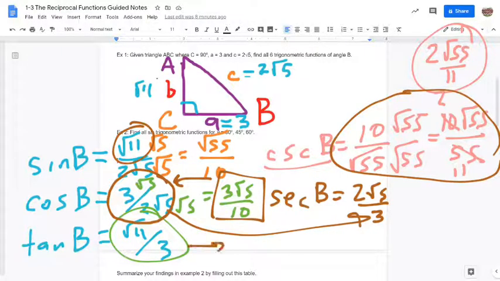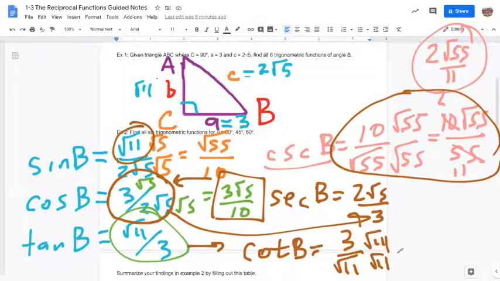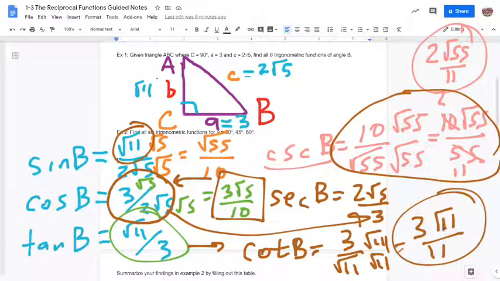Alright, now you can't do that with the tangent of b because the radical's already in the numerator. So if we were looking to find the cotangent of b, we would just flip it, get 3 over root 11, and then rationalize it, and we get 3 root 11 over 11, and that is our answer for the cotangent of b. And that's how you find reciprocal functions.